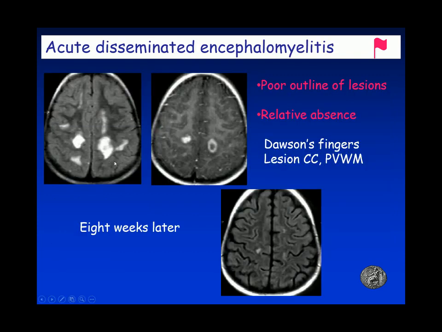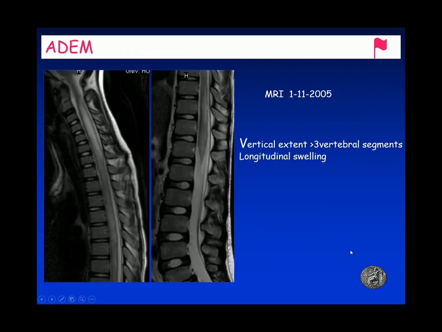Again a case, but this is a monophasic disorder, and you see that on follow-up the lesions decrease or sometimes, many times, disappear. Where is the clue to differentiate that kind of entity from multiple sclerosis? The clue is on the spine.